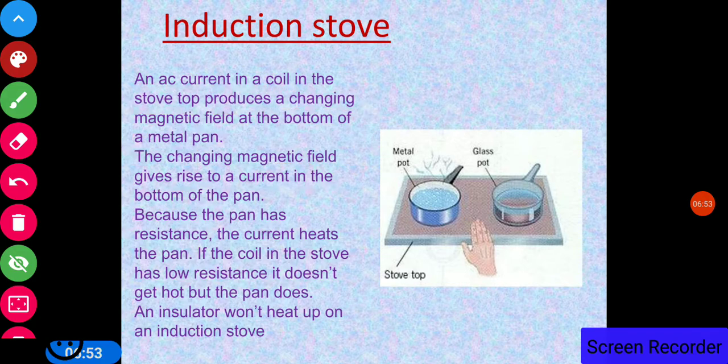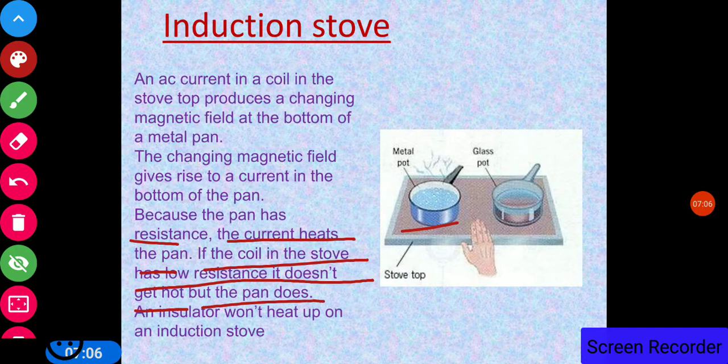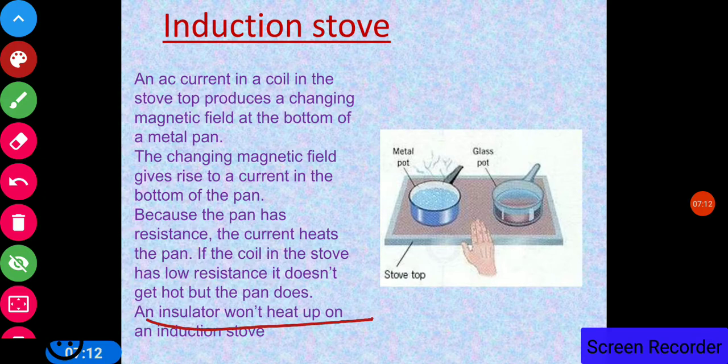Now a changing magnetic field gives rise to a current in the bottom of the pan. So at the bottom of the pan a current is induced, and because the pan has a resistance, the current heats the pan. If the coil in the stove has low resistance, it does not get hot, but the pan does. So if we put a utensil which is made up of an insulator, it won't heat up on the induction stove.